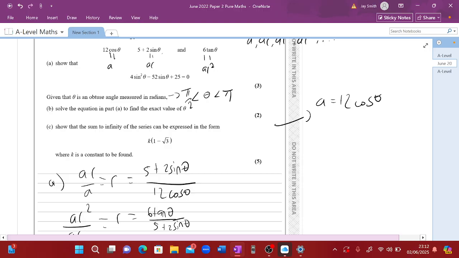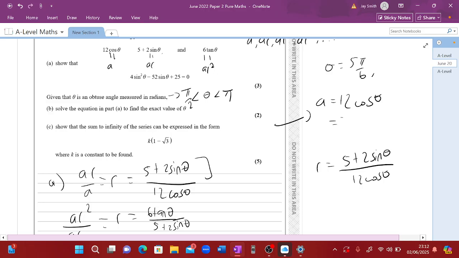And we need a common ratio. Now, common ratio, for example here. So 5 plus, I'm going to leave some space here actually. Then R is 5 plus 2 sine theta over 12 cos theta. Well, we know that theta is 5 pi over 6. We solved that in part B.